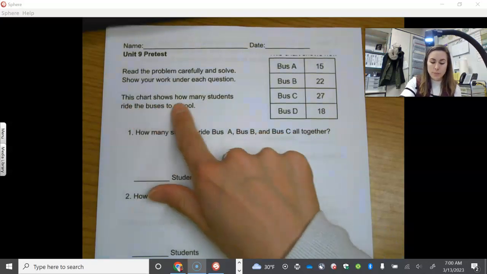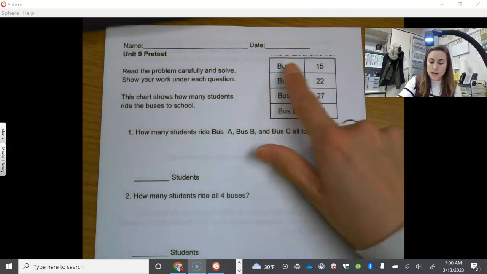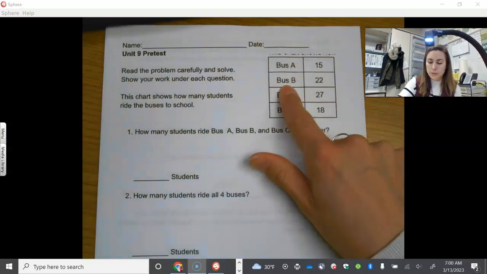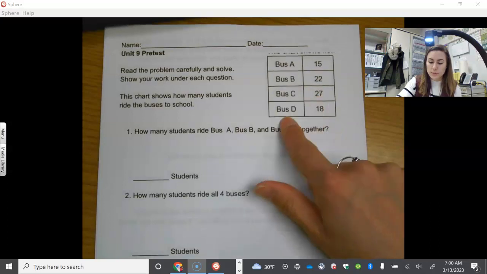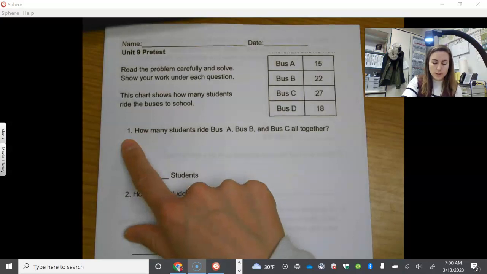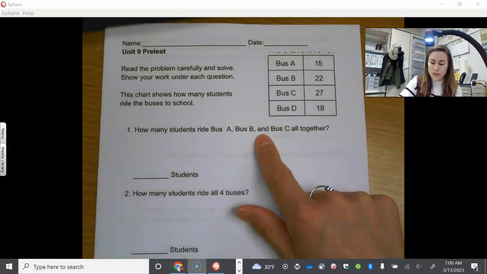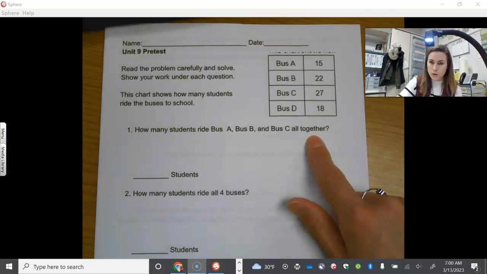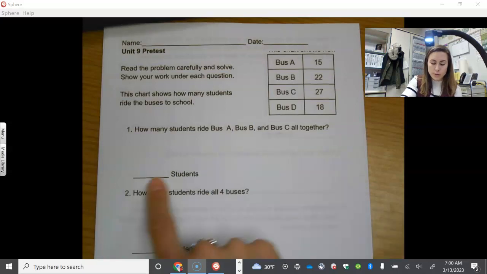This chart shows how many students ride the buses to school. Bus A, 15 students. Bus B, 22 students. Bus C, 27 students, and Bus D, 18 students. So, number 1 says, how many students ride Bus A, Bus B, and Bus C all together? Make sure you show your work here and put your final answer on the line.